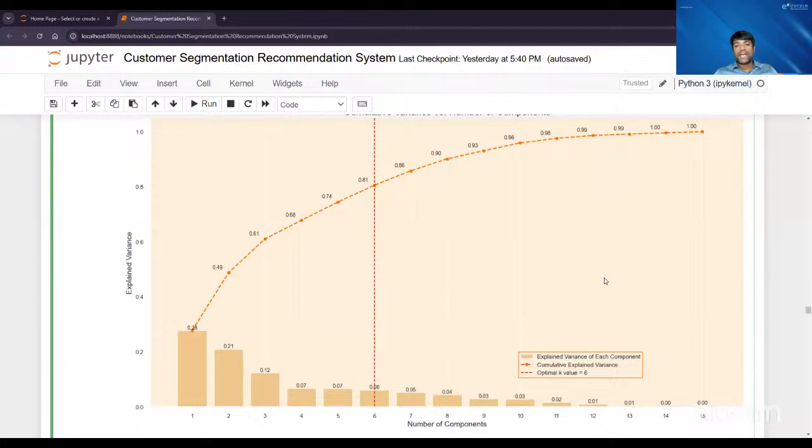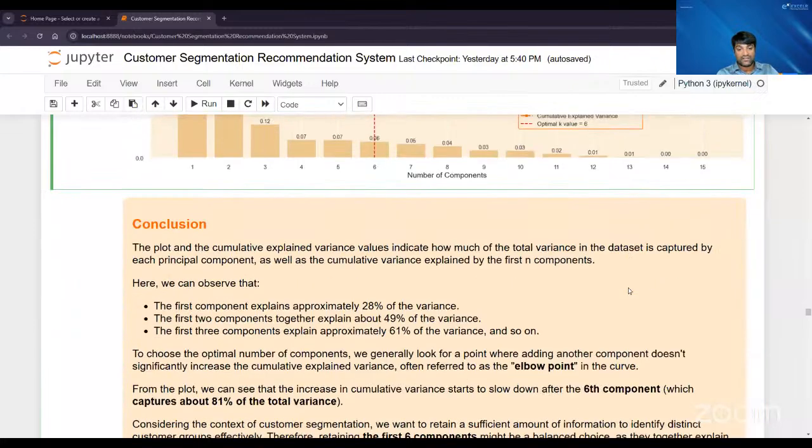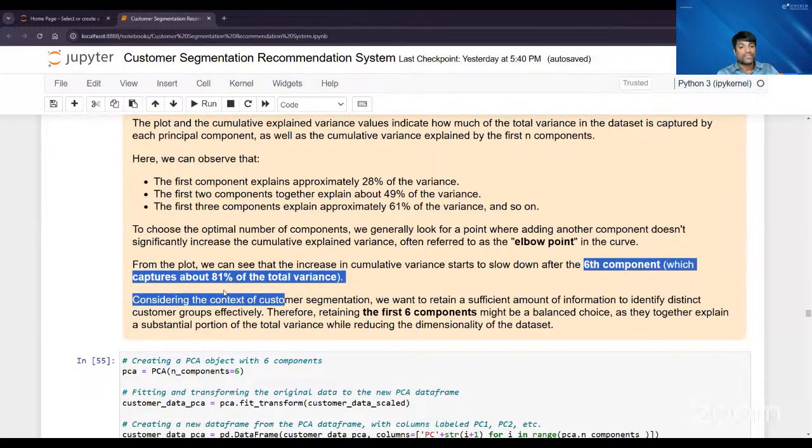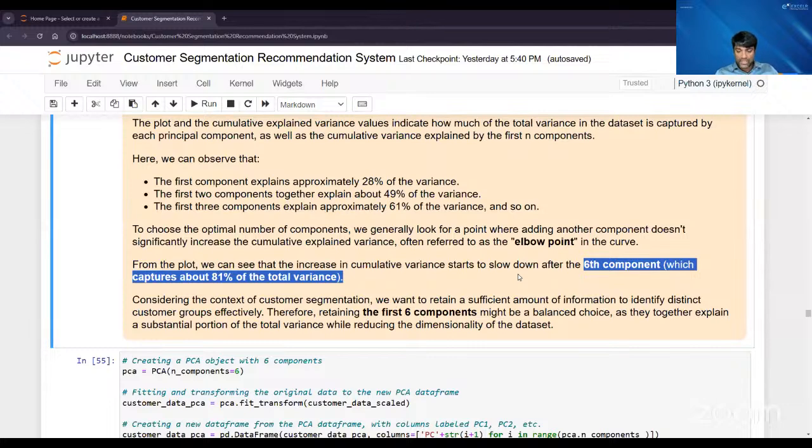Ideally, if you ask me, I want at least 90%. 95% is actually the industry benchmark: if you apply PCA, at least 95% of the data has to be explained by the variables, and you can include that number of variables. But here you can see about 80%, and that is what it is telling you. So the inference here is that the six components are capturing about 81% of the total variance.